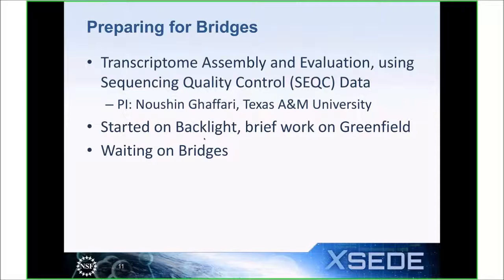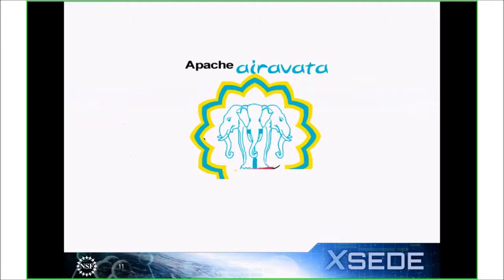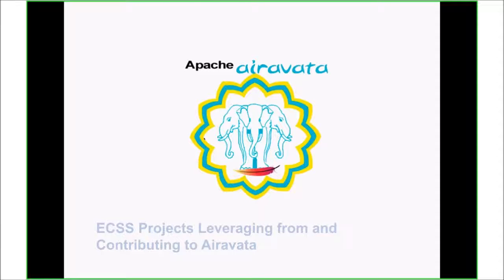They started on Blacklight and then briefly ported to Greenfield, but mainly are waiting for Bridges to go online. It's kind of hibernating right now while the mission is coming online. But what we hope is that what we learn from these ECSS projects as the code porting goes on, and what we can work on with them on the gateway aspects, will be broadly applicable to future projects.